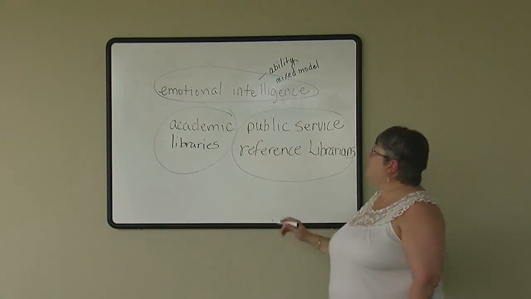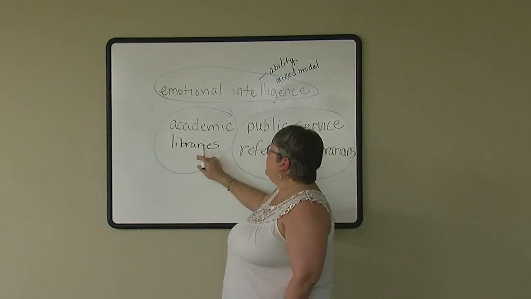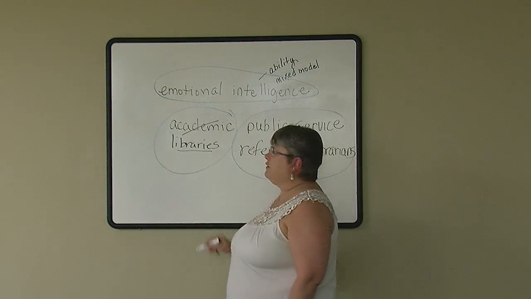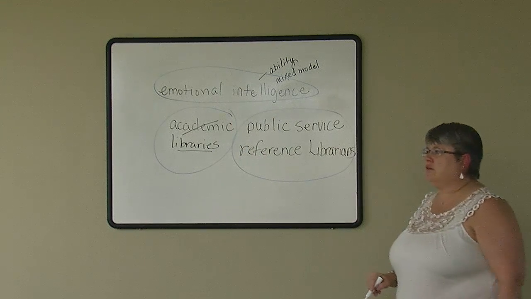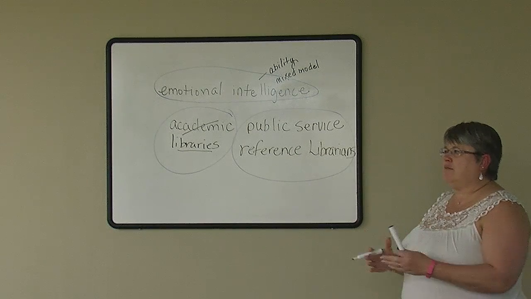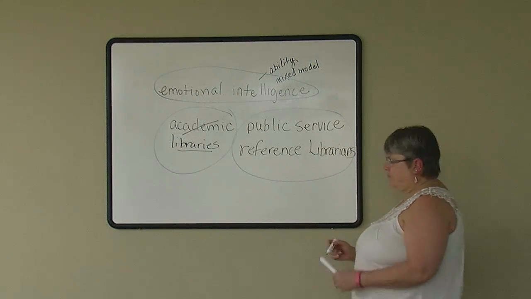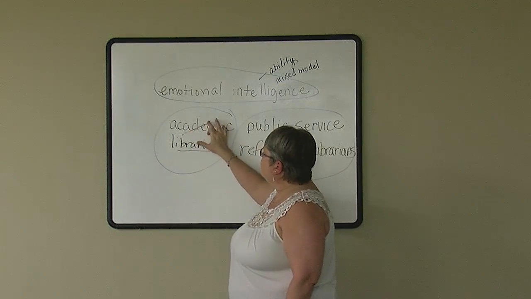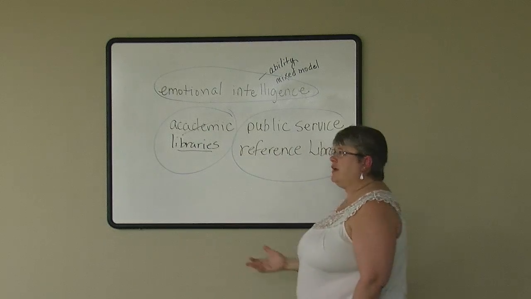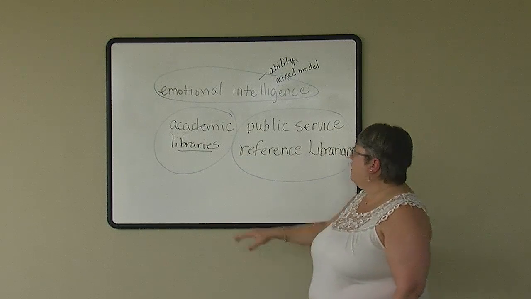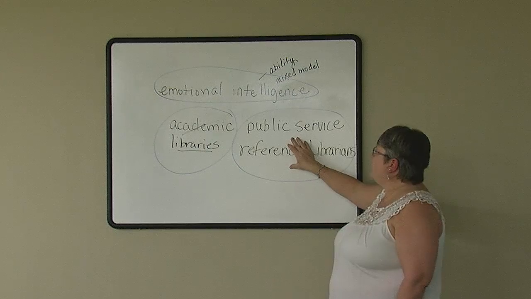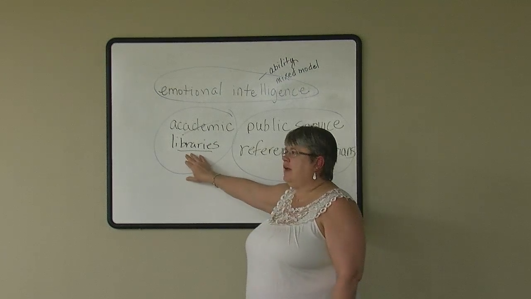Then I looked to see what has been done, not even on academic libraries, but what's been done with emotional intelligence in libraries. And I looked at that research. So I've got a section that talks about that research. I also have a section that talks about, remember I talked about that changing academic libraries? So I talk about what academic libraries have done. So I did research on academic libraries. And then I did research on public service and reference librarians in academic libraries.